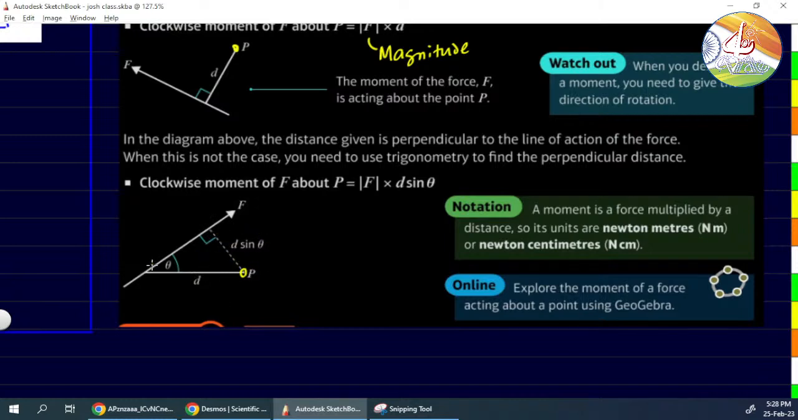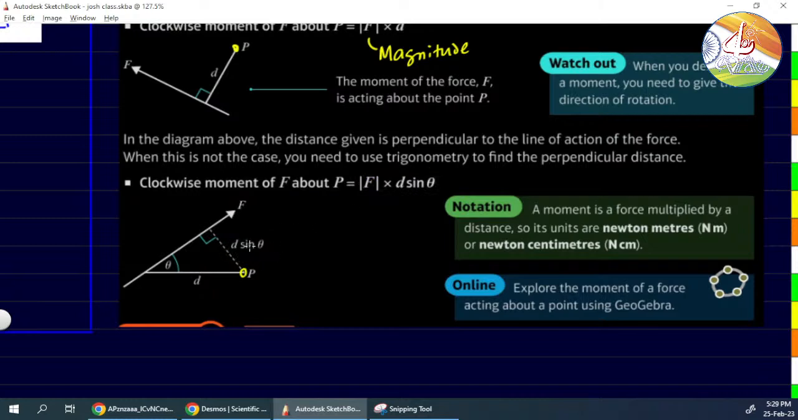Okay, so geometrically speaking, this is the hypotenuse and this is opposite. So opposite is the hypotenuse times sine of theta. Now if you want to find the moment, it will be magnitude of force multiplied by this perpendicular distance. So that's what is taken here.